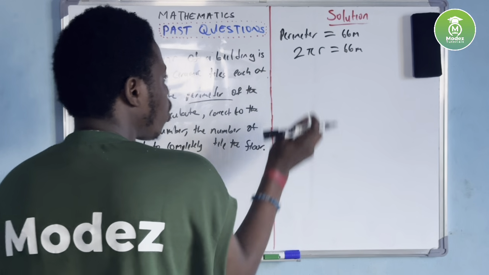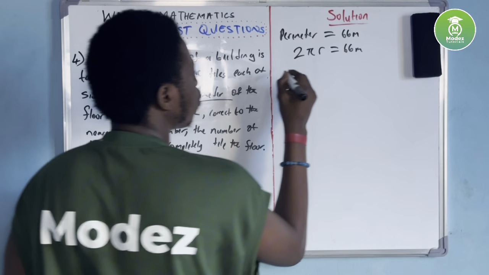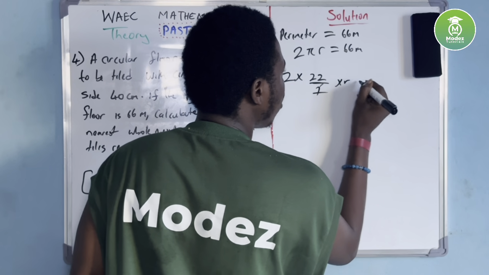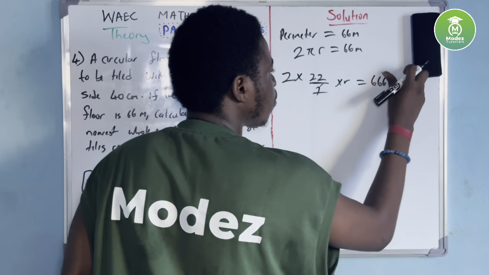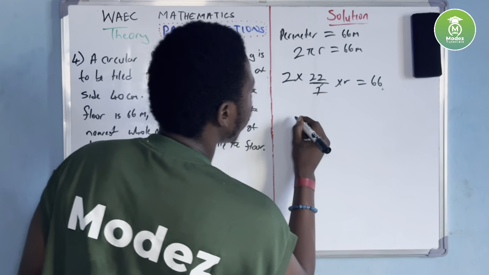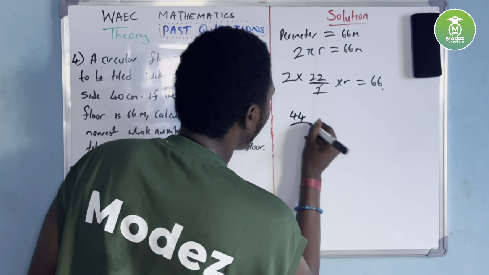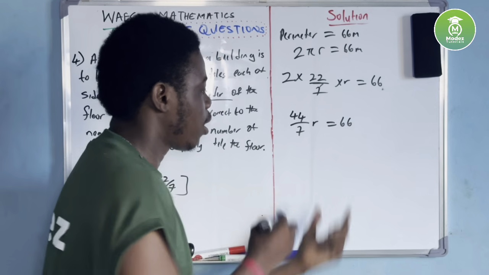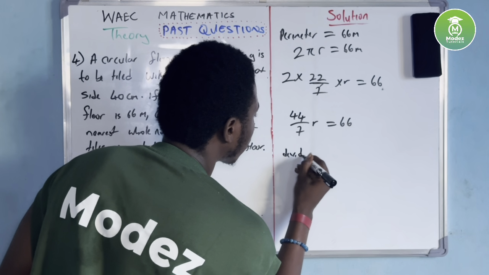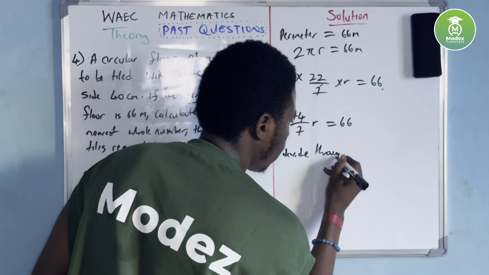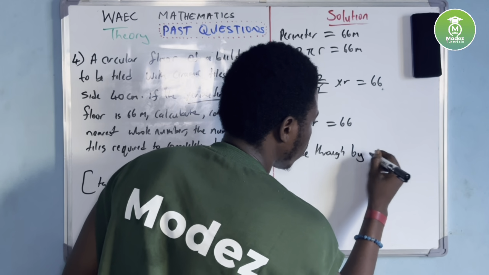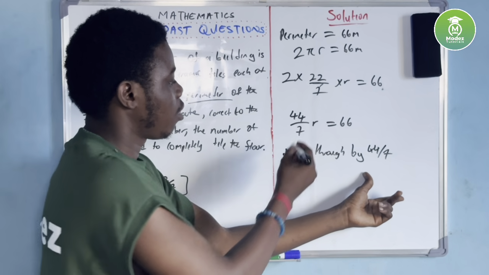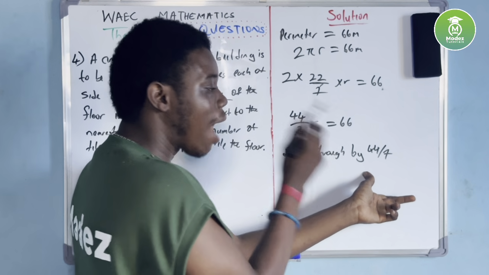Do you get it? Now, don't forget, you are finding the radius. So, we know that pi is equal to what? 22 over 7. So, 2 times 22 over 7 times r is equal to what? 66. Do you get it? So 44 over 7 r is equal to what? 66. Now here, divide through by 44 over 7. Do you get it? You divide through by 44 over 7 so that you can get r.